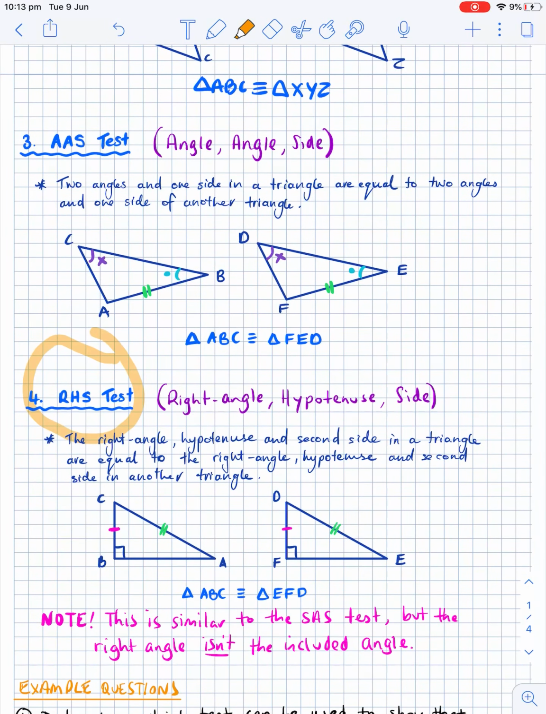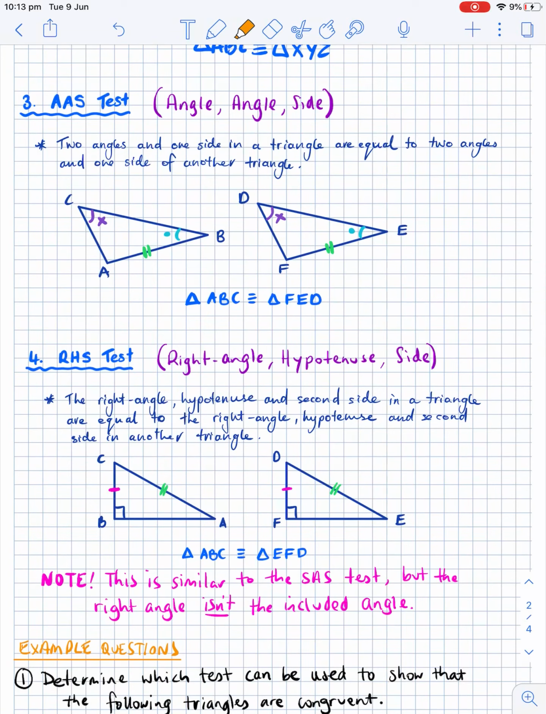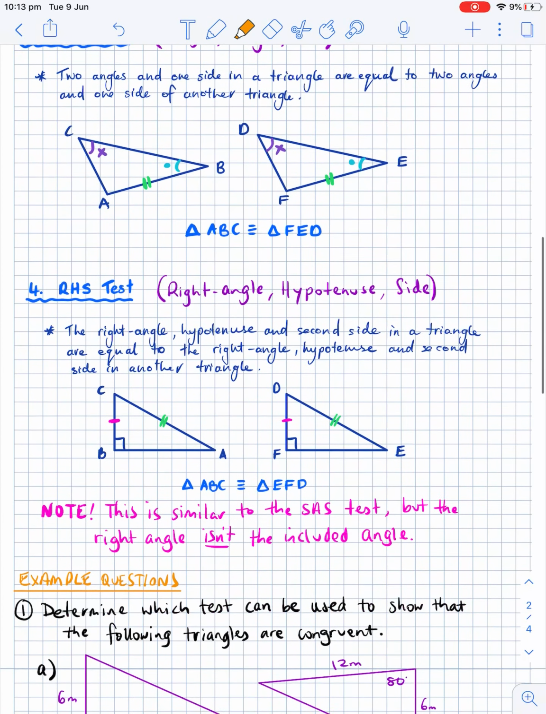Next up, the last test is called the RHS test, or the right angle hypotenuse side test. That pretty much means you're given that the hypotenuse of both triangles are the same, you're given that a side length is the same, so that's not the hypotenuse, and you're given that a right angle is the same, they've both got right angles. That's enough to satisfy this test. So there's your congruent statement.